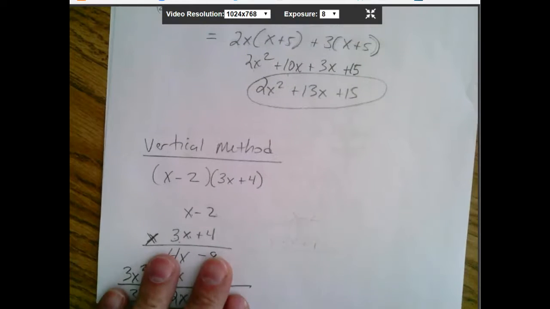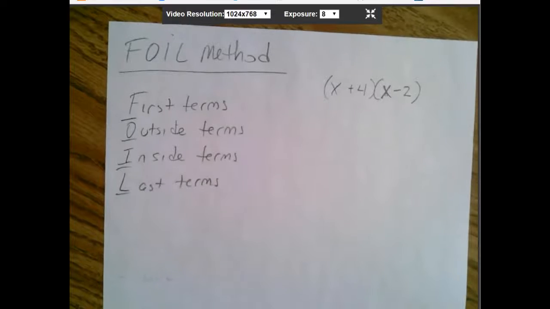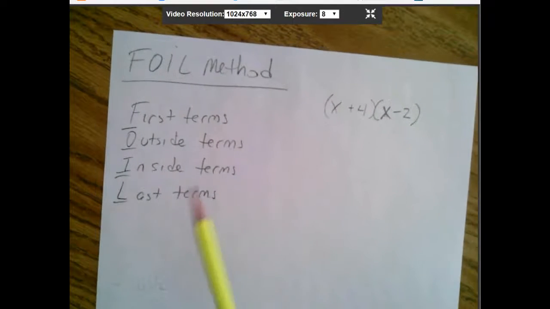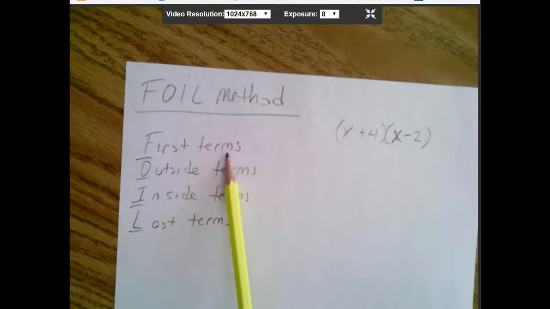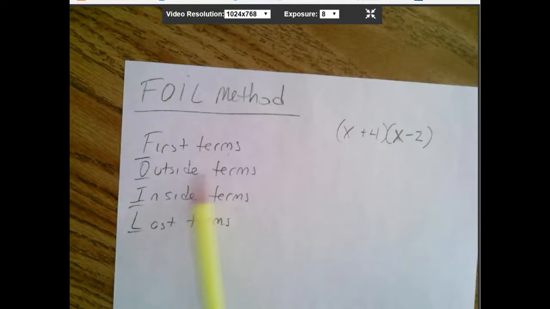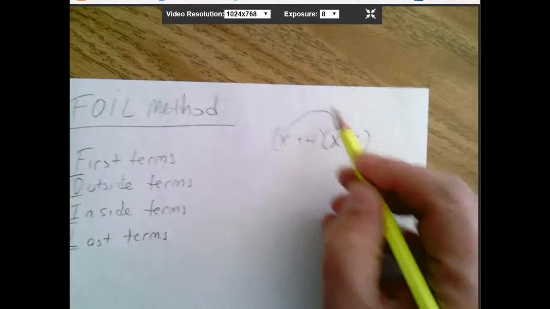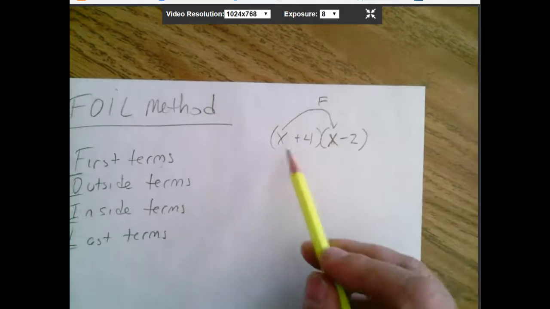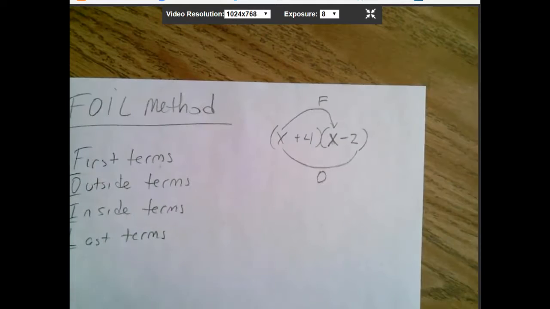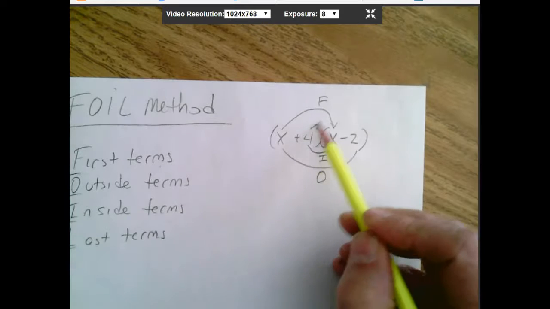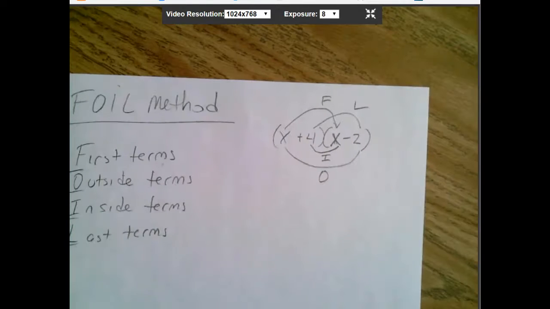And then the one we really want to focus on more is something called the FOIL method. Okay, and you might have seen this before. The letters in FOIL mean something. So the F means the first terms you multiply, then it's the outside terms, and then it's the inside terms, and then it's the last terms. So first terms, that's your F, and then outside terms, that's your O, and then inside terms, that's our I, and then the last terms, that's your L. And then you would just collect like terms.